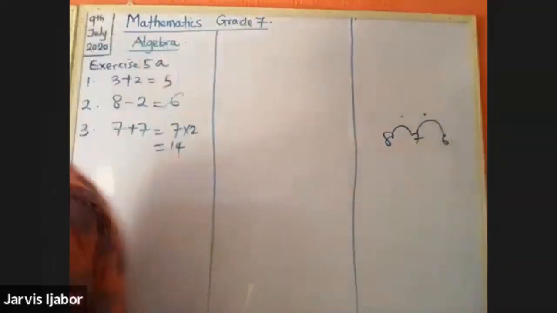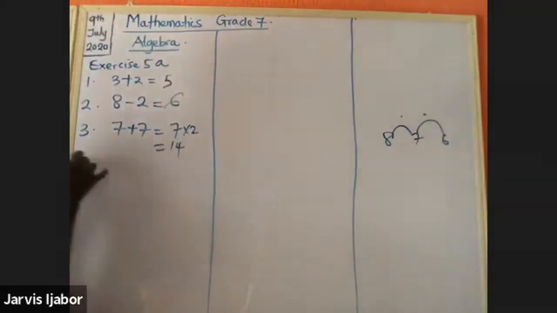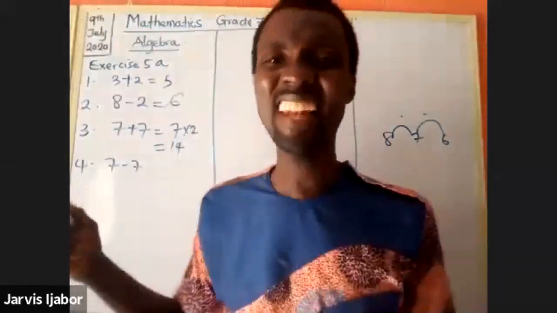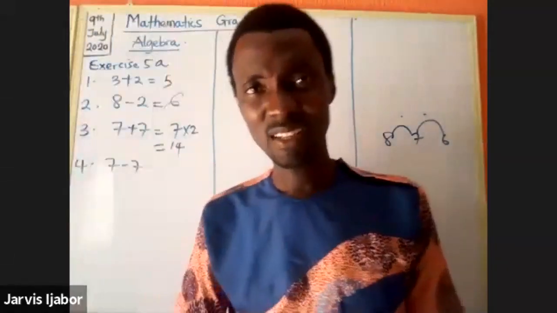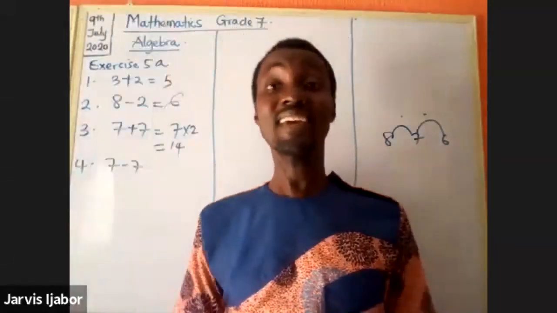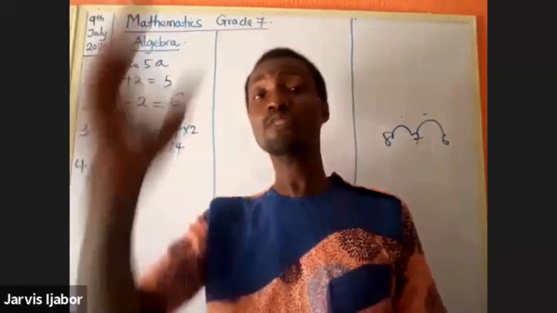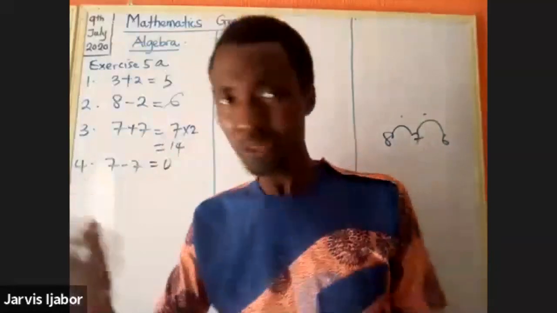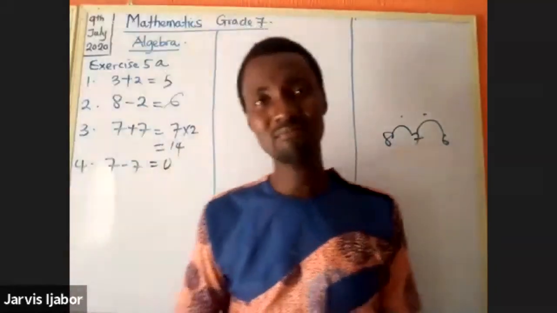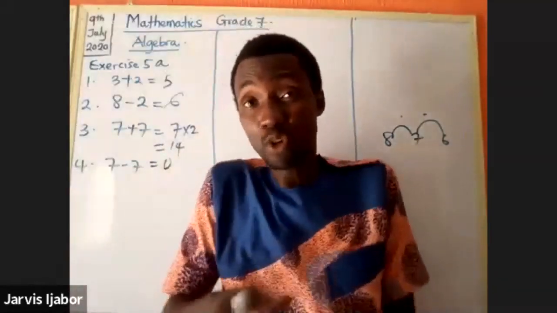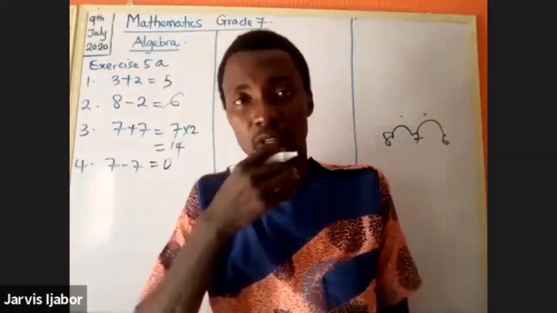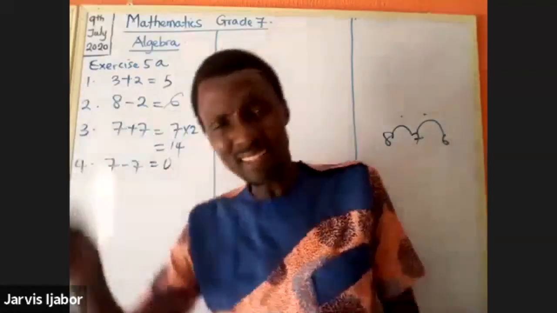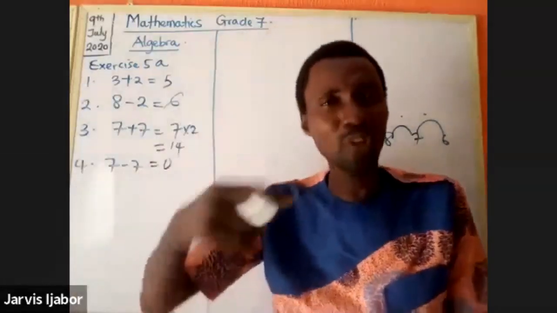Now let's go to question 4. 7 minus 7, you don't need to think. You can get this in less than a second. When 2 numbers are the same and you subtract them, the answer is 0. If 2 numbers are the same and you are adding them, it is that number times 2. These are codes you must have when you're dealing with numbers.